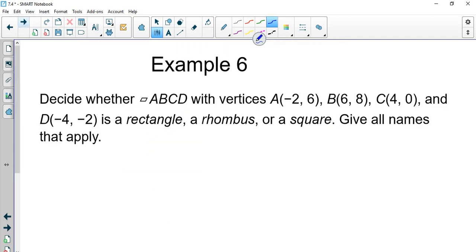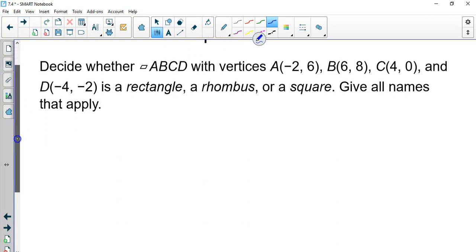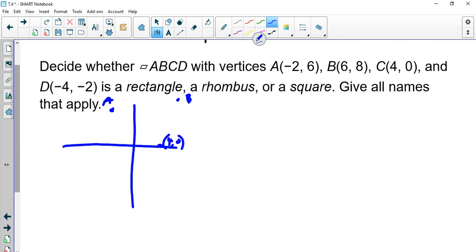And last but not least, here we go. So we could graph this on graph paper to get a better idea, but I'm just going to roughly sketch this. So I'm going to say negative 2, 6 is right here. 6, 8 is right here. 4, 0 right here. And negative 4, negative 2 out here. And this is just a very rough sketch. Pretty horribly done. But if you saw on graph paper, you could see there doesn't look like they're 90-degree angles. But we can still prove that.